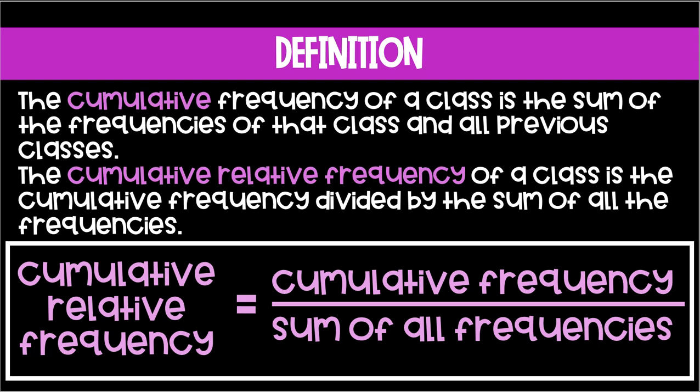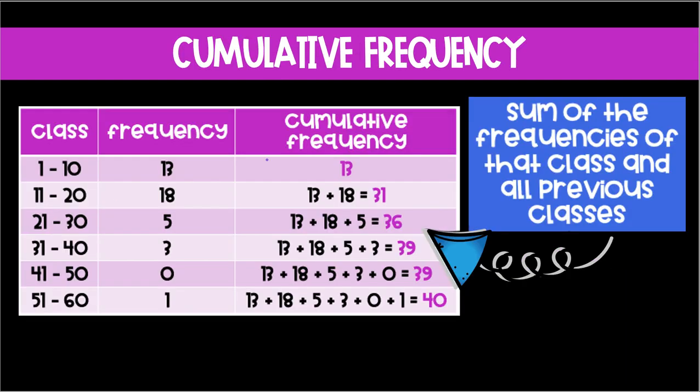Here's an example on how to find the cumulative frequency. Let's take these classes with these frequencies. The first class has a cumulative frequency of 13 because that's what we have so far. The second class has the cumulative frequency of 13 plus 18. I'm going to add that class to all of the previous ones. The third class will be the frequency for that class plus all of the previous ones.